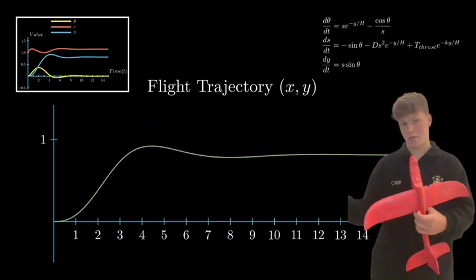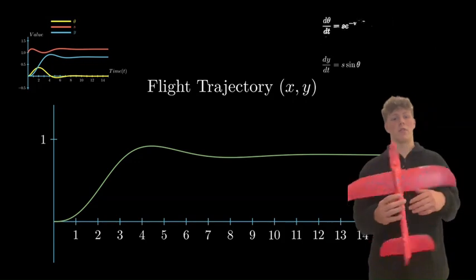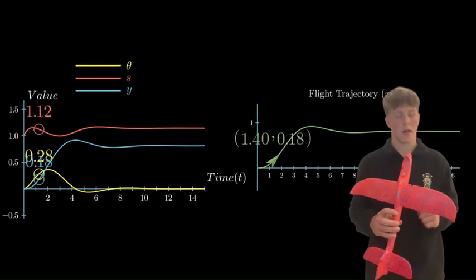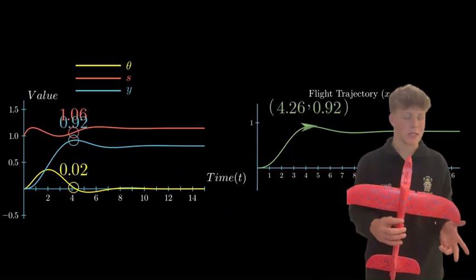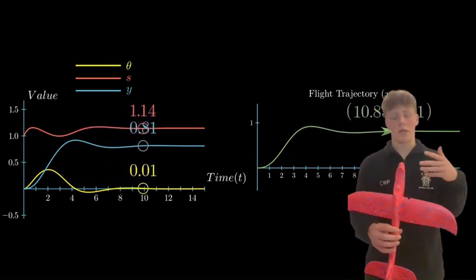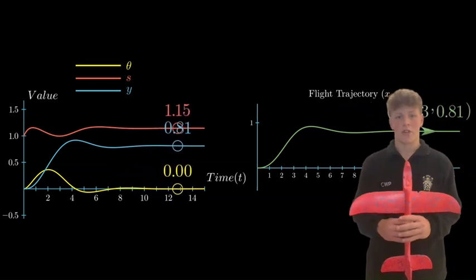When we plot the flight trajectory, it corresponds to our aircraft having a flat and stable flight. It's important to note that this model does ignore a lot of the complexities of the aerodynamics and atmospheric models, but there is a more accurate model in the GitHub if you want to check that out.